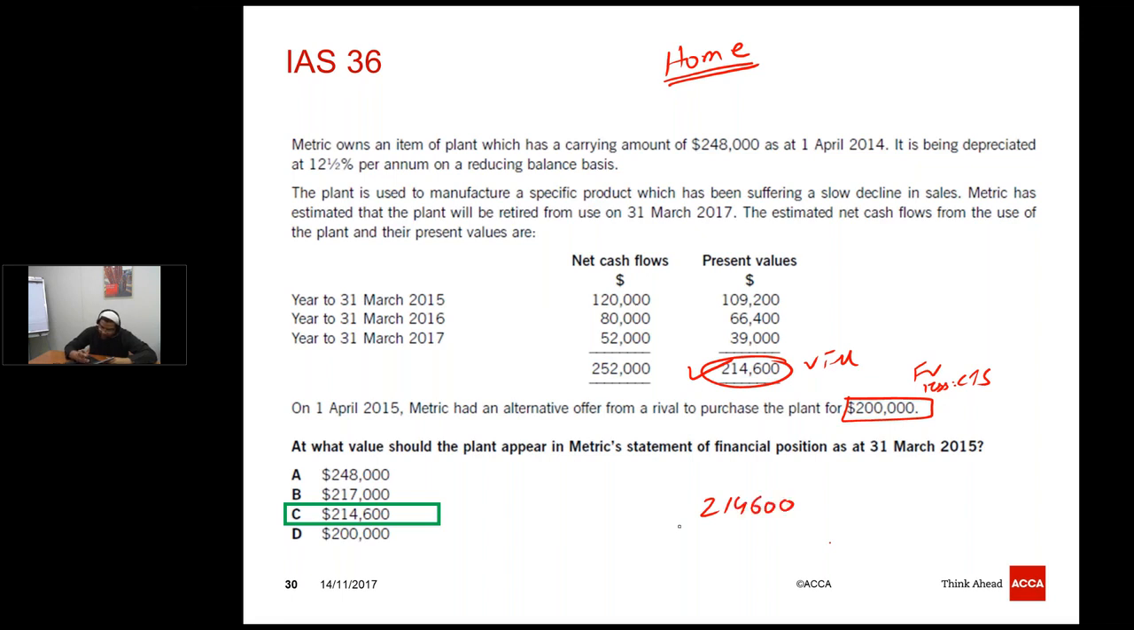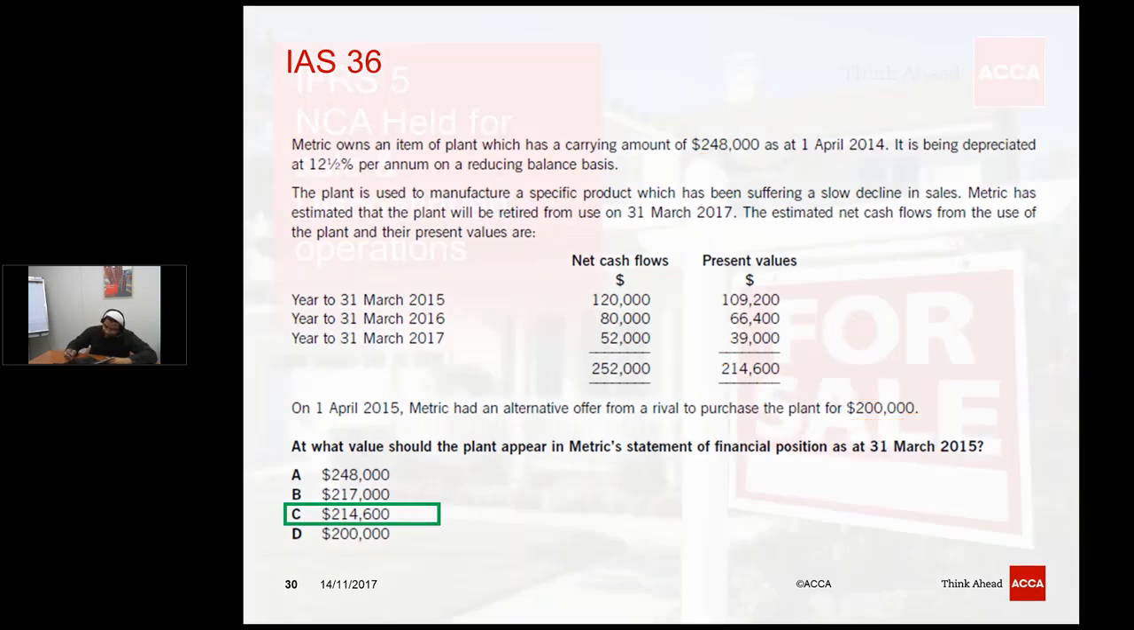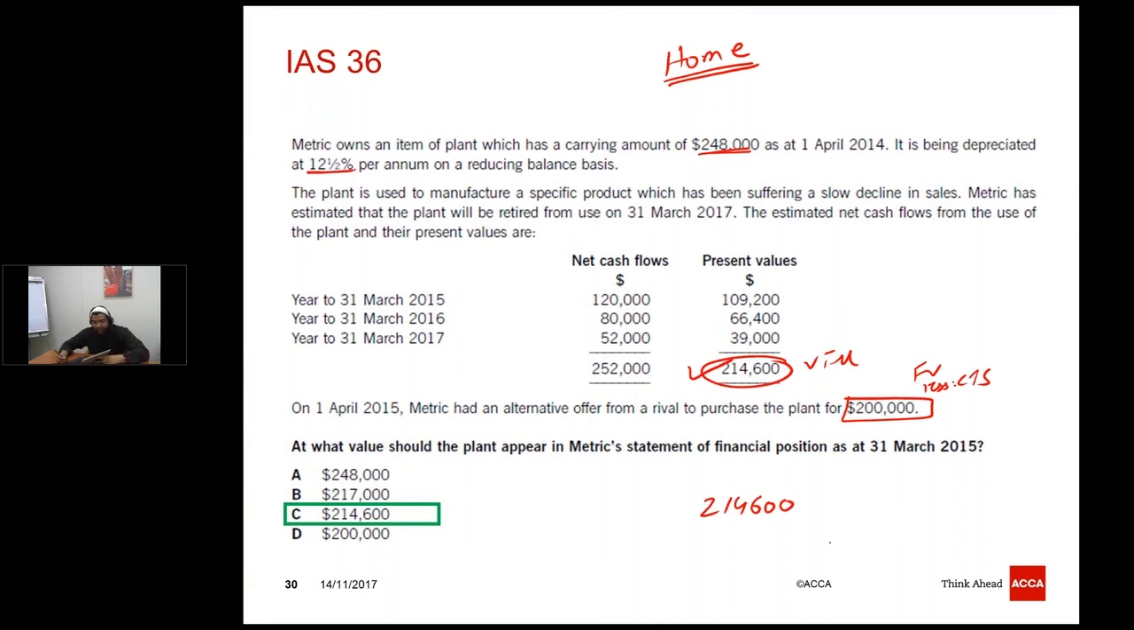214,600 is the higher of the two. And if you calculate the carrying amount, the cost was 248,000. And this is the depreciation percentage. So you can calculate the carrying amount to see the impairment loss. And then you have to calculate the new carrying amount, which will be this. The asset was acquired in April 2014. So you have to calculate the carrying amount, you have to calculate the recoverable amount, and then calculate.